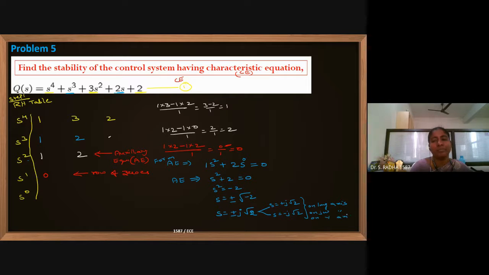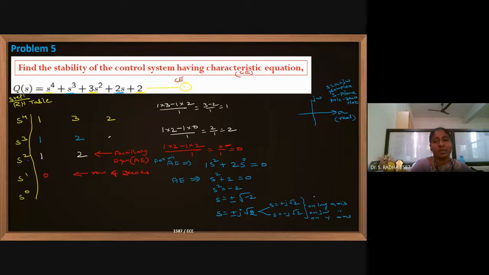In the pole zero diagram, X axis is called real axis, Y axis is called imaginary axis, or j omega axis, and this is called S plane. S is nothing but sigma plus j omega. It is complex. Sigma is the real part, j omega is the imaginary part. This is the S plane where we do the pole zero plot.